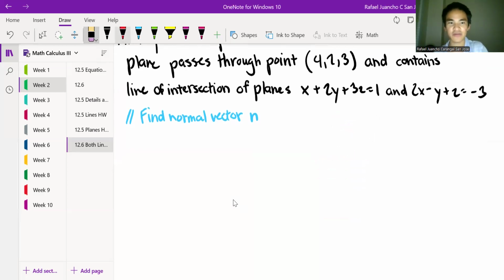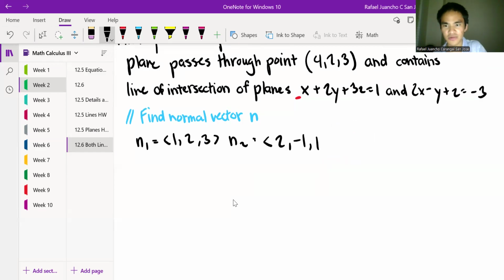We have our point, now we want to find the normal vector n. Well, we want to get n1 and n2, right? So n1 is this thing: 1, 2, 3. Done. N2 is this other normal vector of this other thing: 2, -1, 1. And now we want to get their cross product to get the direction vector of the line of intersection. So V, or let's do A actually, because in the video it did A.